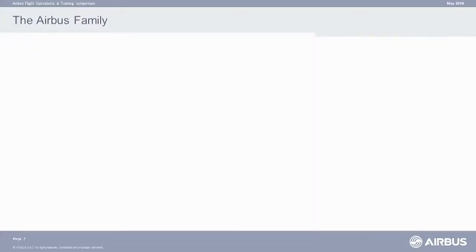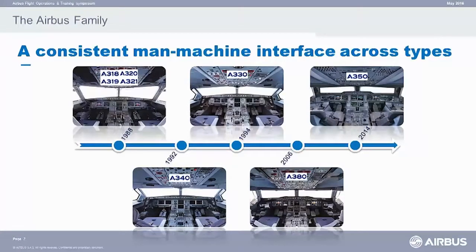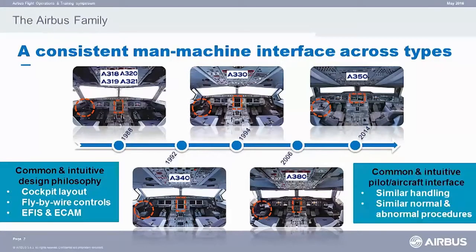So, since the early beginning of the story, the Airbus family is sharing a consistent man-machine interface across types. We have a common and intuitive design philosophy, same cockpit layout, same fly-by-wire controls, same efficient ECAM. We have as well common and intuitive pilot aircraft interfaces, similar handlings, similar normal and abnormal procedures.